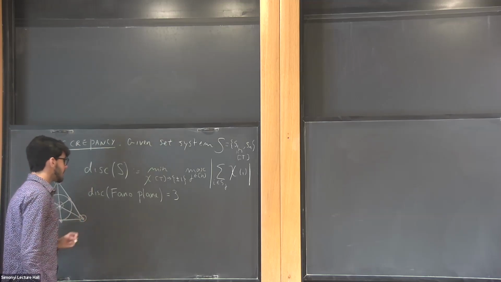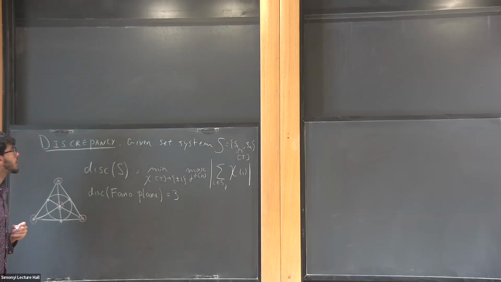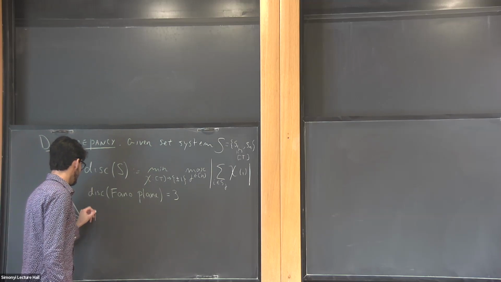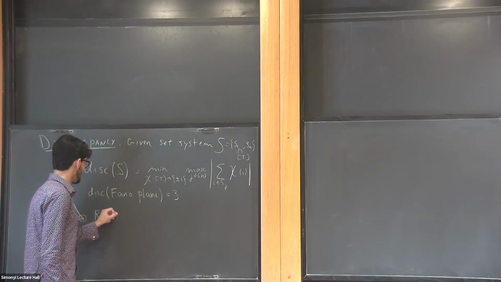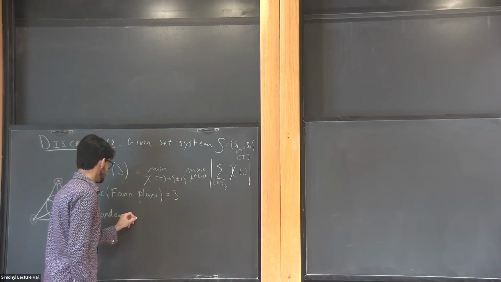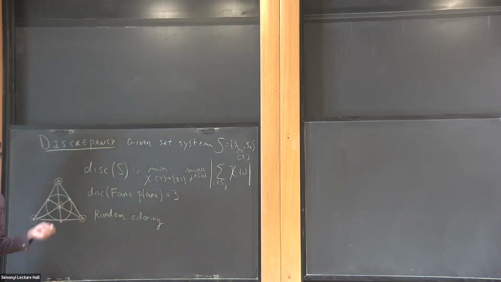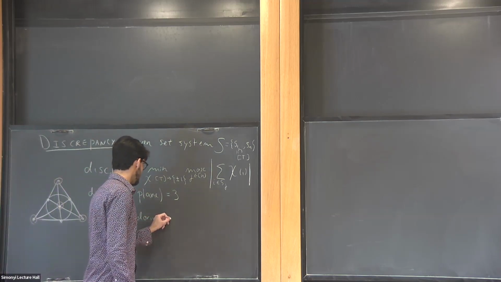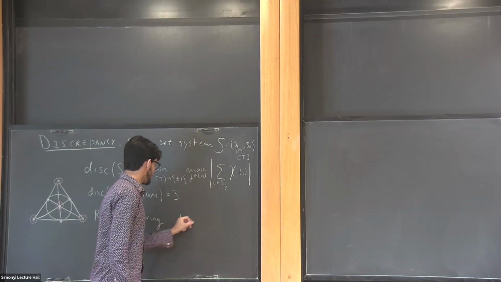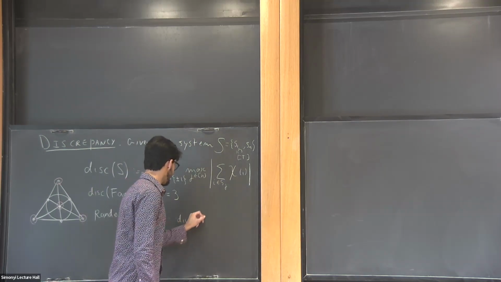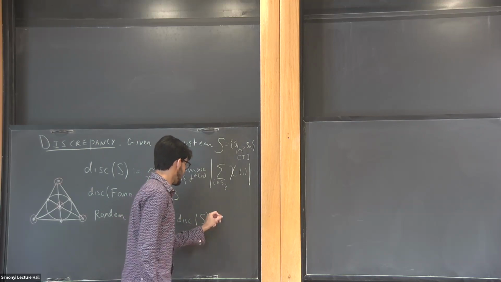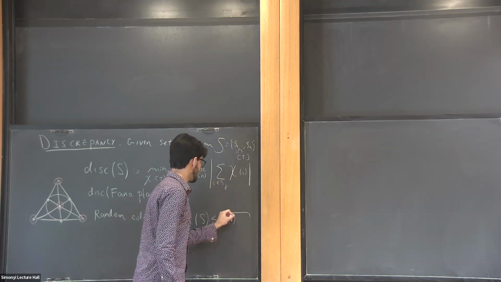So you can think about, okay, what is a general bound I can get for an arbitrary set system? The standard thing people do in combinatorics is take random colorings. I just color all the points uniformly at random plus minus 1. And it's not hard to check that using the union bound and Chernoff bound, the discrepancy is at most square root of t log n.